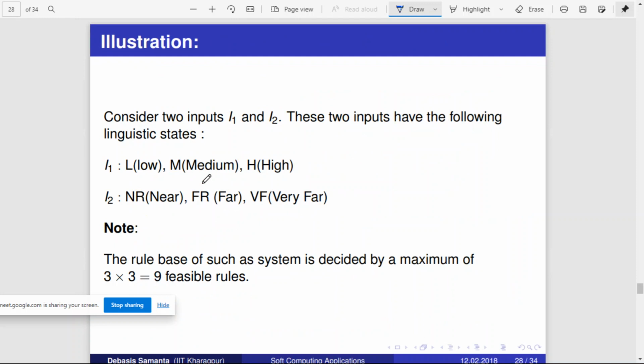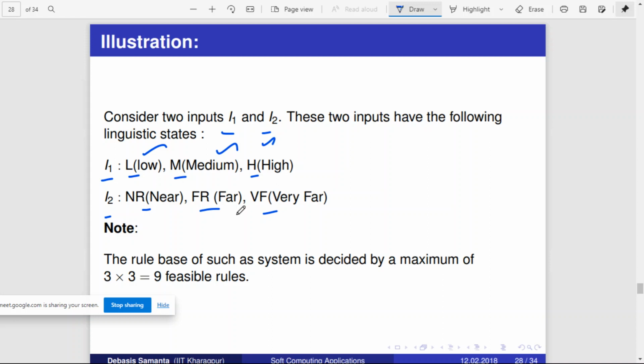So consider two inputs, I1 and I2. Let us assume there are two inputs, I1 and I2. Say that I1 takes these values. These are the possible values I1 can take: low, medium and high, where low can be represented as L, medium as M and high as H. And I2, these are the linguistic values it can take: near, far and very far. Okay. Now these are the inputs. Now you have to find the output.